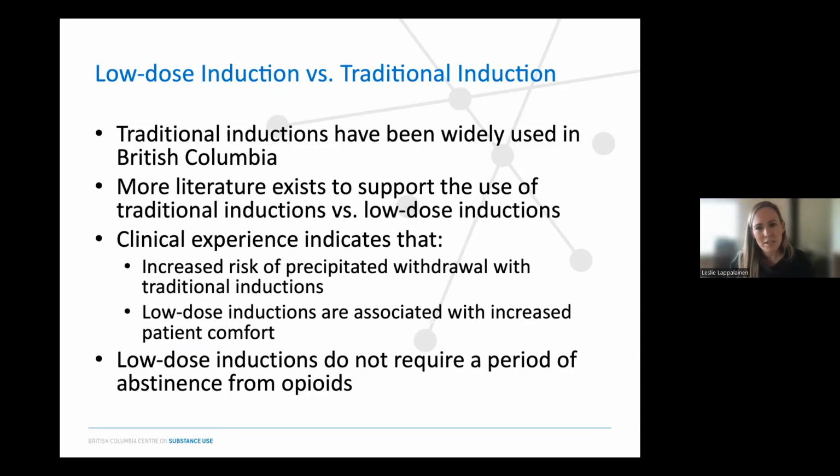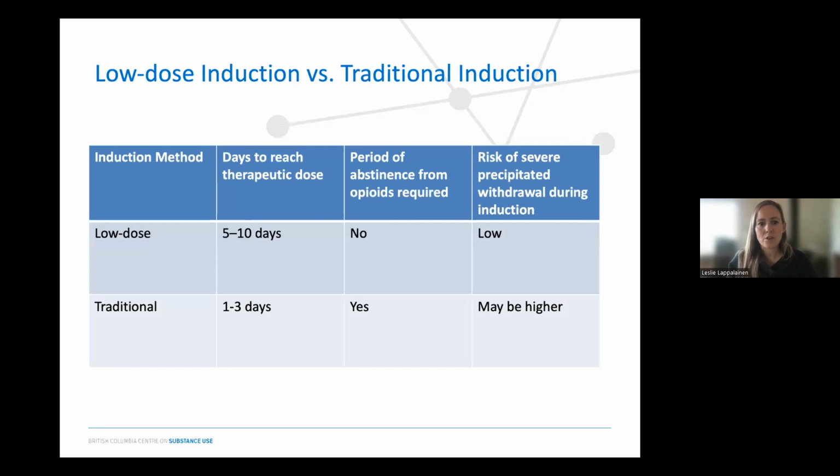So traditional inductions have been widely used in BC, and there is much more literature around traditional inductions. However, there is a risk of precipitated withdrawal. And so there's been increasing interest around low dose inductions or micro inductions because the patient's able to initiate it while they're still continuing to use other opiates. So they don't have to go through this period of withdrawal. And there's likely a lower risk of precipitated withdrawal.